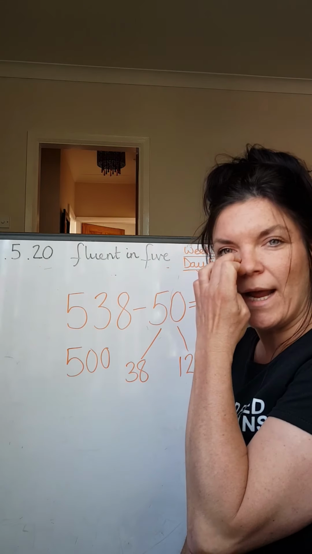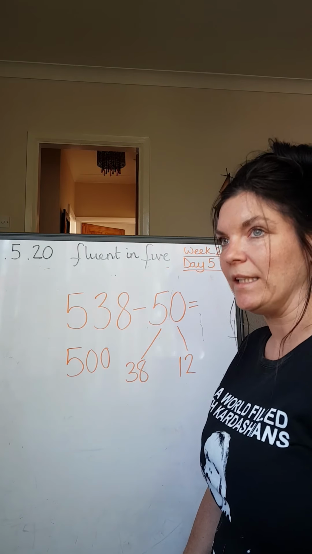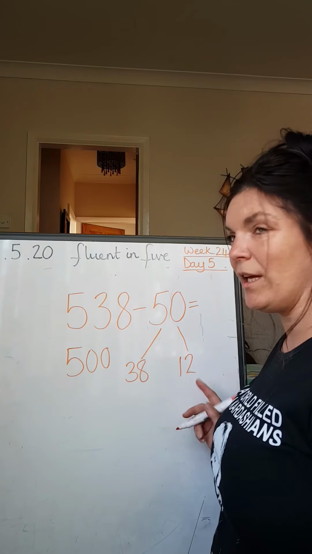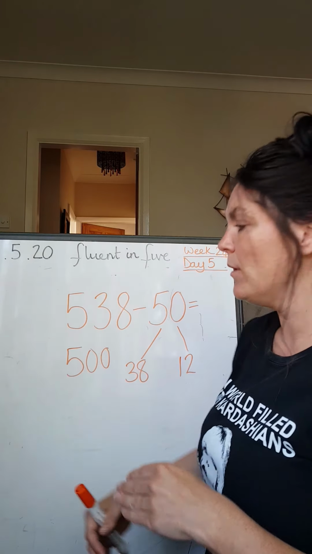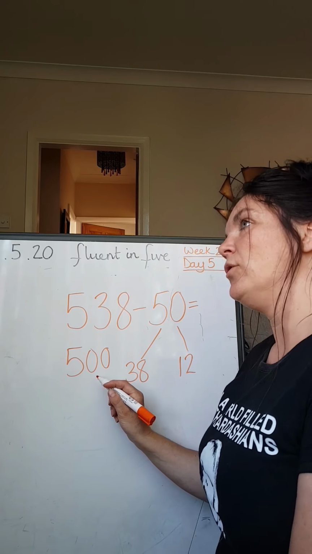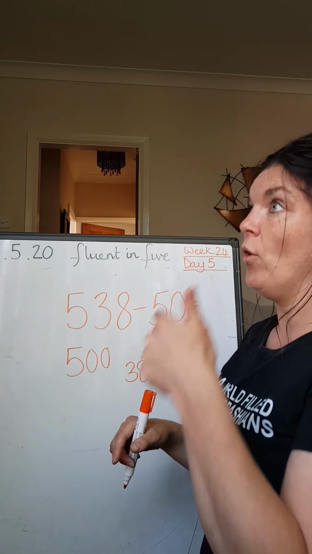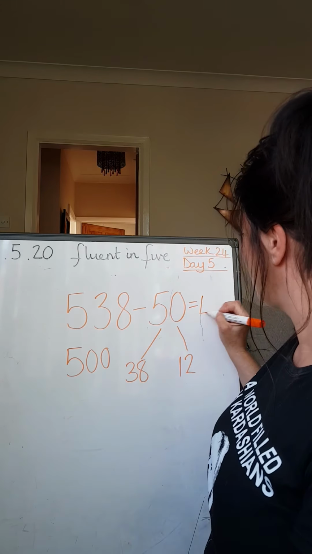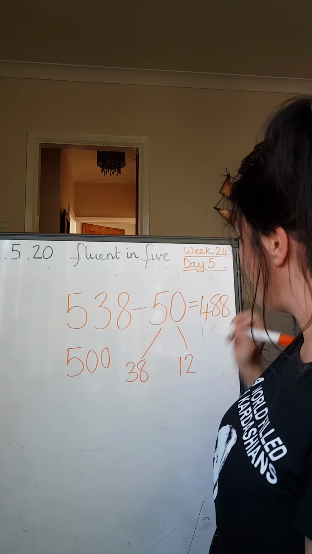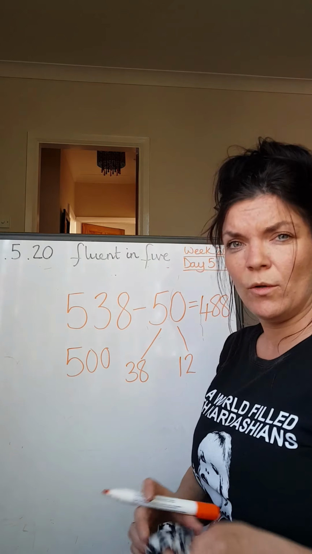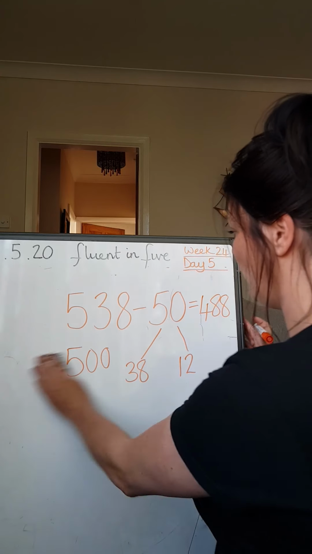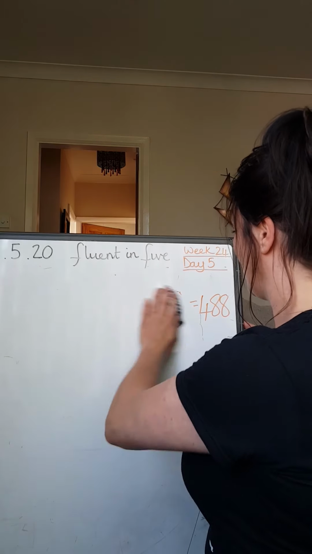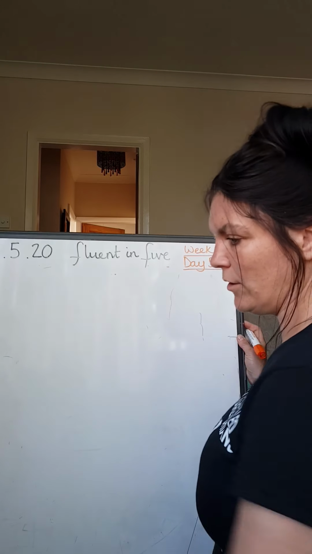500 take away 10, I know that's 490. And then if I went back another 2, so I'm at 490, I want to go back 2, I would have 489, 488. So my final answer is 488. Now there's loads of different strategies and tips to work that out, so I wonder which one you used. Feel free to pop it in the box. Love a good math strategy.